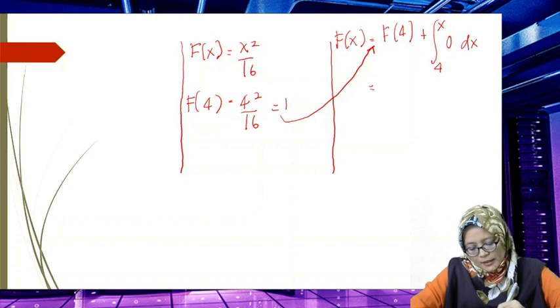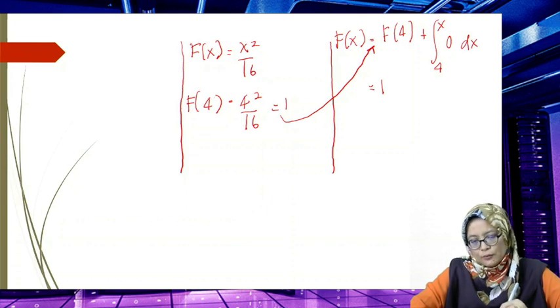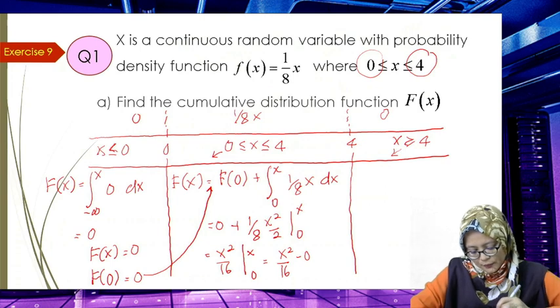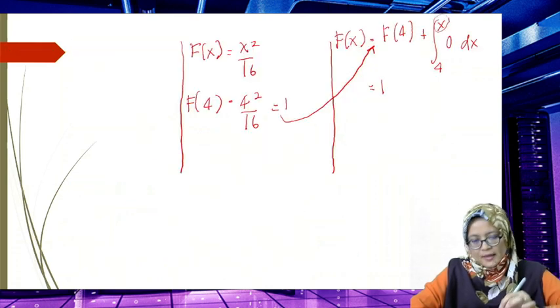Okay, so ini F4 tadi kita dah cari dah nilai dia 1. So integrate 0 dx, kita dapat 0. So last kali kita mesti dapat nilai 1. Kalau last kali kita tak dapat 1, maksudnya ada salah dalam kita punya calculation. So kena tengok balik lah. Maksudnya semua awak punya integration untuk F besar ni dia mesti sampai X. Ni semua sampai X.